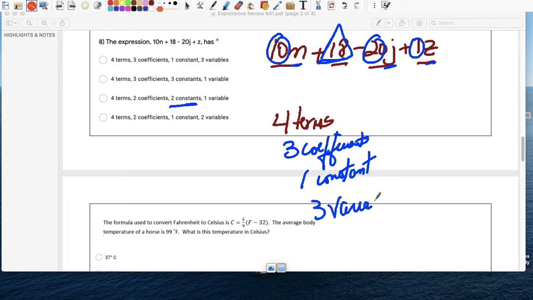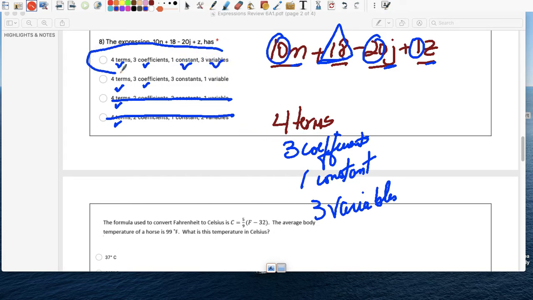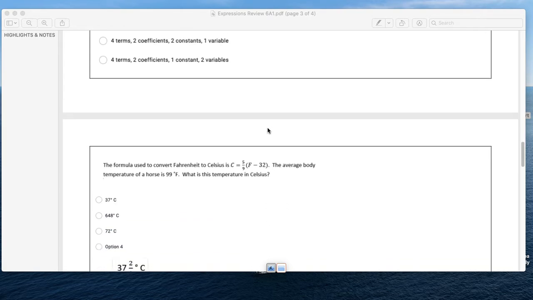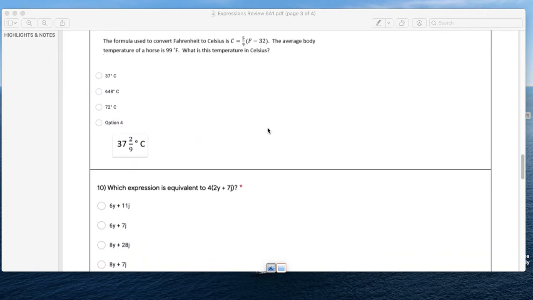So let's see which one has 4 terms, check, check, check. 3 coefficients, this one and this one. So este ya no, and this one, no. 1 constant, aquí está, 1 constant. And 3 variables. Good, so the only one is that one. Super, super easy. This one we talked about again on Friday.